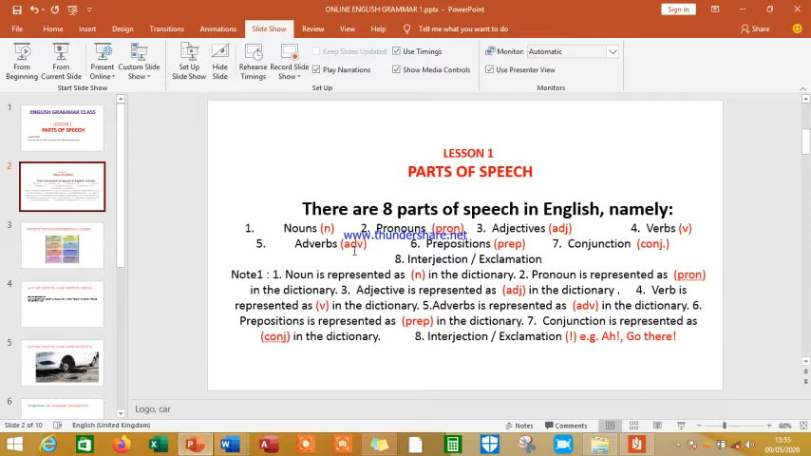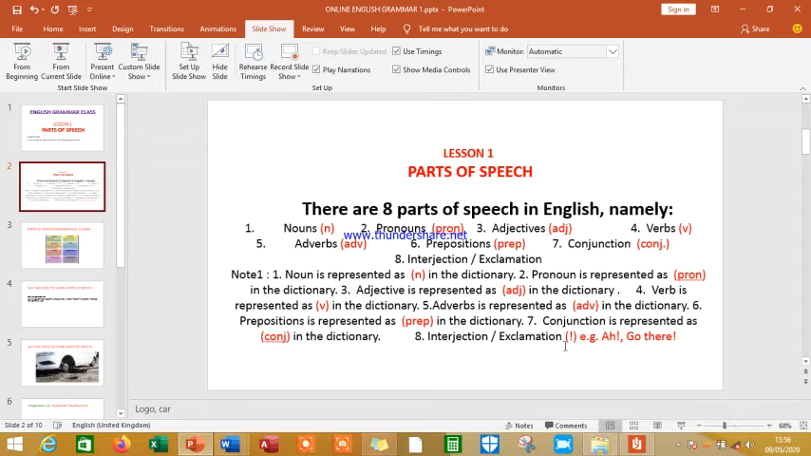So you see in red there, that is how they are denoted in the dictionary. Your nouns, you see them as N, pronoun as PRON, adjective ADJ. When you open up your dictionary, you have conjunction, CONJ, verb V, okay? So you have 8 parts of speech: noun, pronoun, adjectives, verbs, adverbs, preposition, conjunction, interjection.